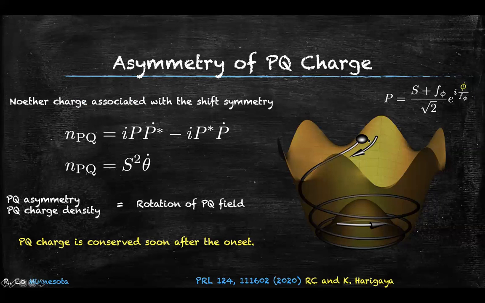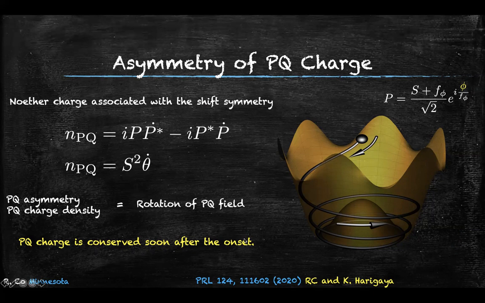My point here is that even though we have some PQ breaking in the early universe, soon after the onset of oscillation, this quantity becomes a conserved one. As you can see, those wiggles, the explicit PQ breaking, would only be effective if you are at a large field value. As the redshift depletes the amplitude of the motion, very quickly this becomes a conserved quantity. Sometimes I'm going to call this rotation the PQ asymmetry, or the PQ charge density, or the PQ charge asymmetry. All of those mean the same thing, and there is the rotation of the PQ field, and it is given by this quantity. So the PQ charge is conserved soon after the onset of the motion.